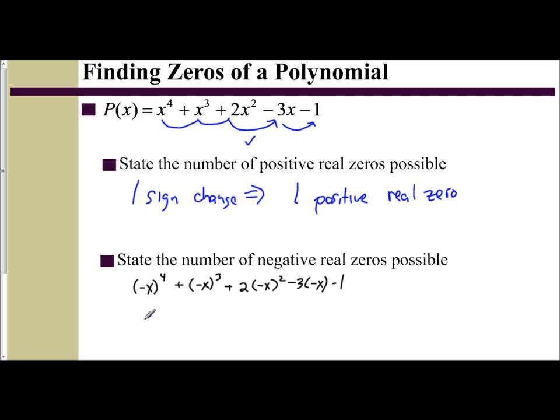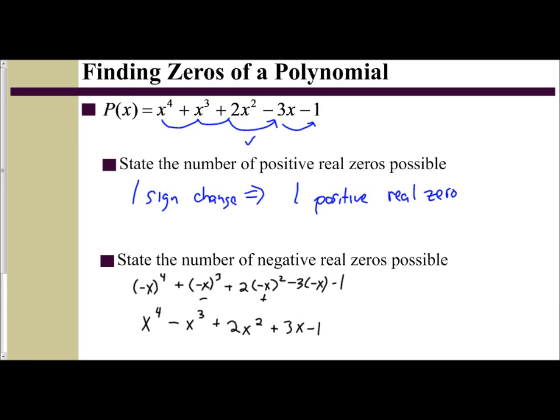Negative x to the fourth is positive x to the fourth. A negative to an odd power is negative, so positive and negative is a negative. So I have negative x cubed. Negative to an even is positive, so positive 2 and a positive is a positive 2x squared. Negative and negative is positive 3x minus 1.